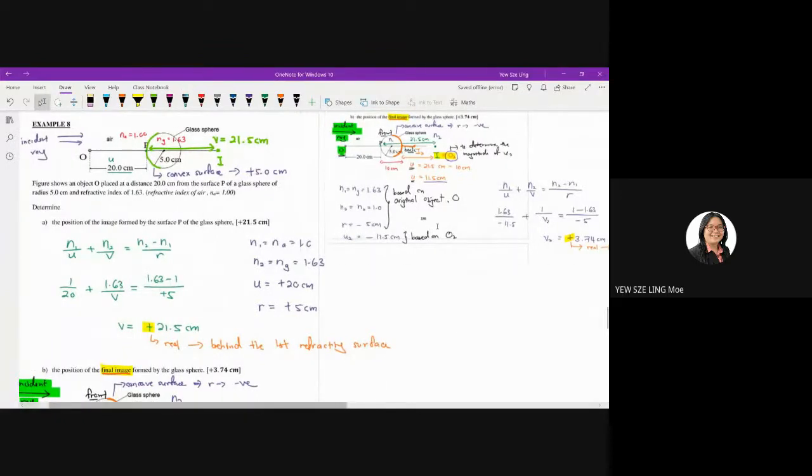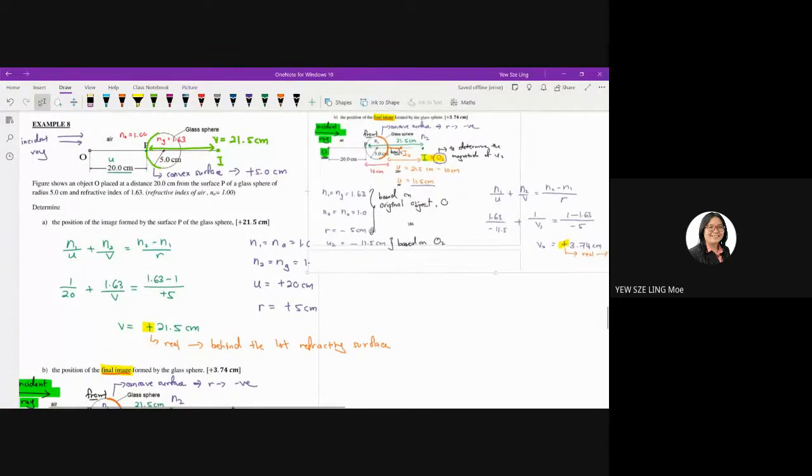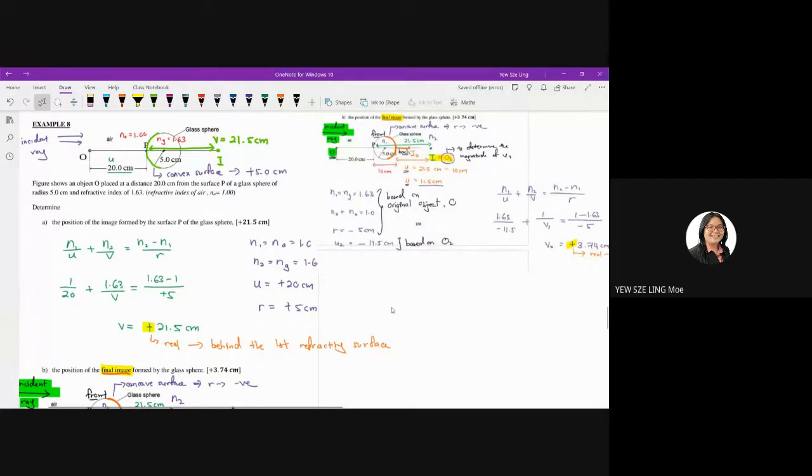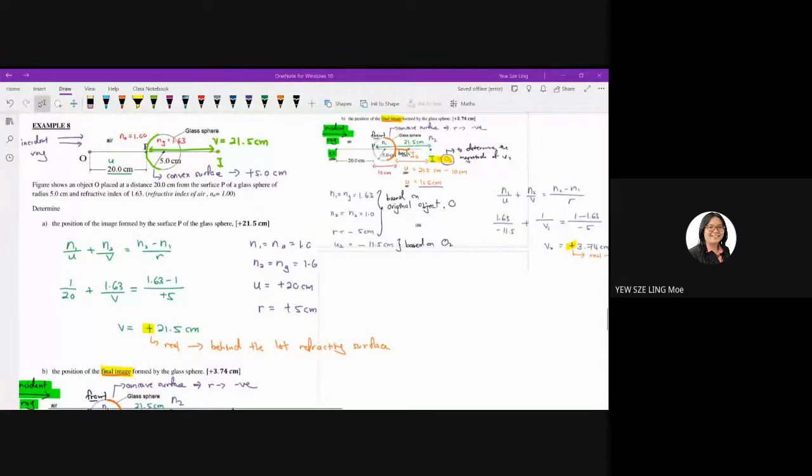Okay, so this is the answer. Kalau ada apa-apa tak faham, pastikan Anda tanya. Okay, sebab example 8 dia complicated sedikit sebab objek kamu dia melalui refractions 2 kali. Sekali oleh permukaan di depan, sekali lagi oleh permukaan di belakang. Okay, it undergoes refraction twice. That's why you have to calculate it twice.